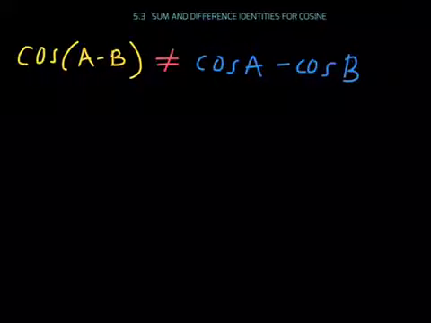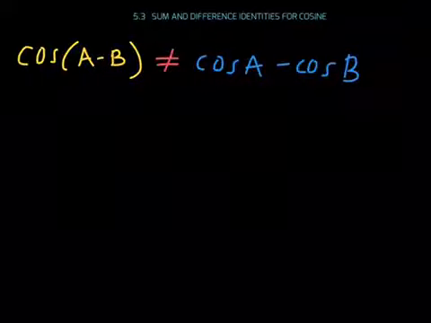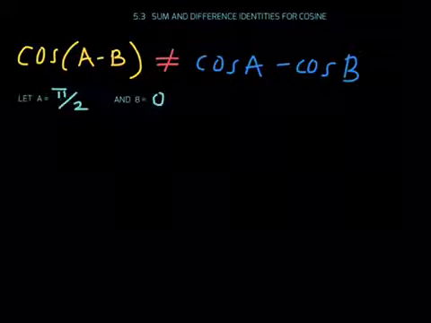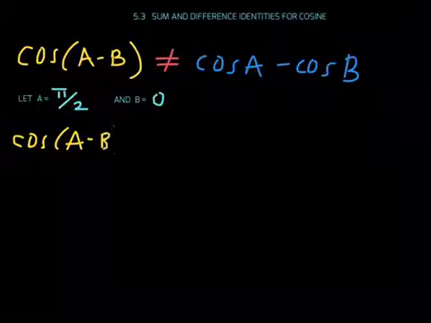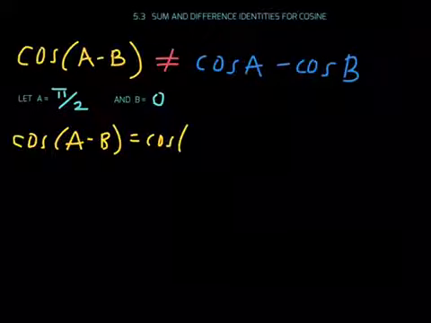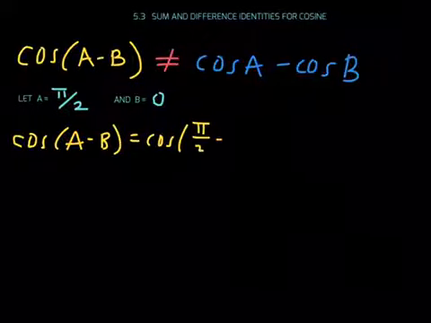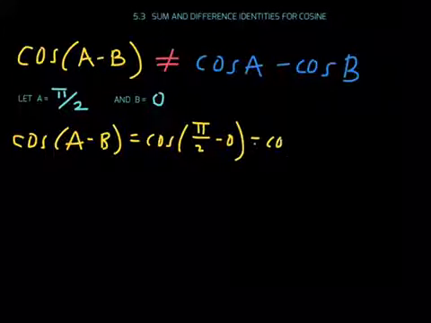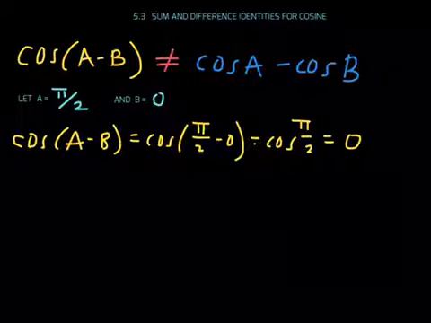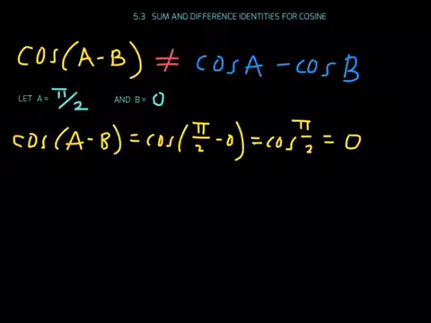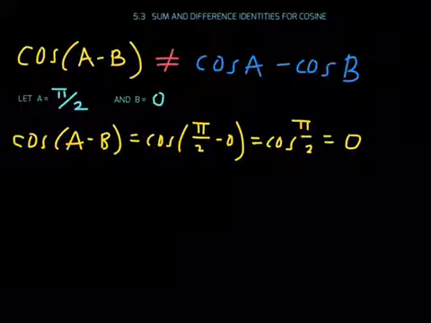To prove that, let's consider letting A be pi over 2 and B be 0. With this substitution, the left-hand side expression, cosine of A minus B, would be equivalent to cosine of pi over 2 minus 0, which of course is just cosine of pi over 2, which is equal to 0. So the whole left-hand side, cosine of A minus B, is equal to 0 when you let A be pi over 2 and B be 0.